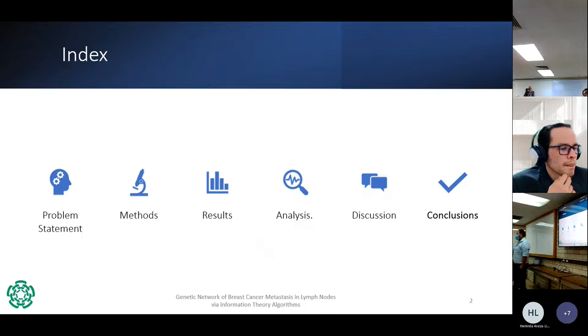Well, the order of the presentation will be the next one. First, I'm going to talk about the problem statement or the motivation for this research work, then the methods that we use to obtain and analyze the results, the analysis, and the discussion and conclusion of the research work.